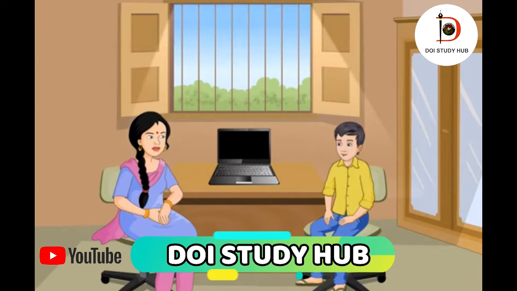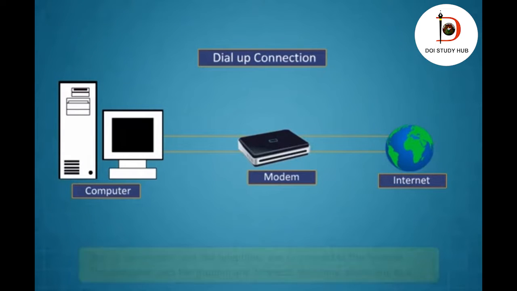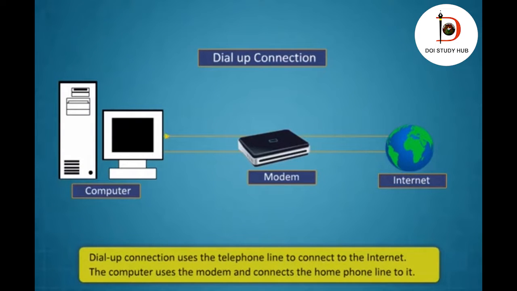How do we get the internet on our computers, Didi? To connect to the internet, you will require some devices and network service providers. These are some of the ways to connect to the internet: dial-up connection, integrated services digital network, direct internet access, digital subscriber line.